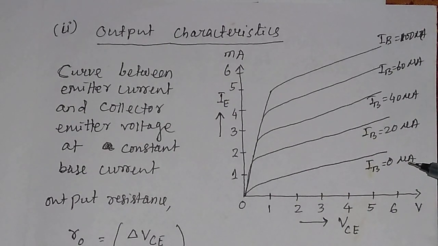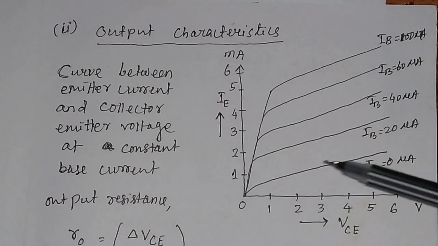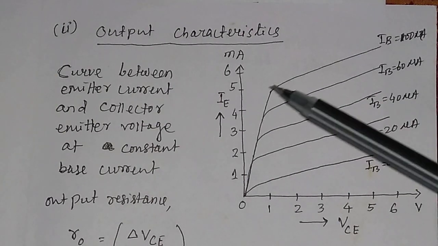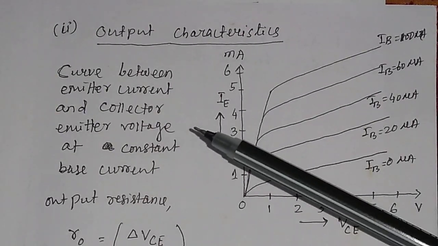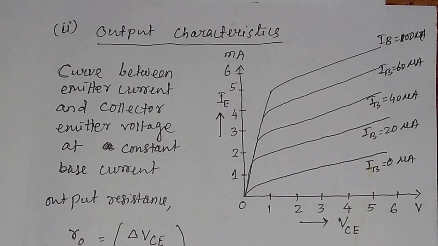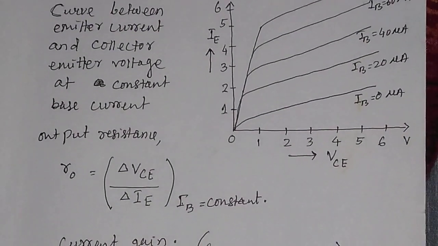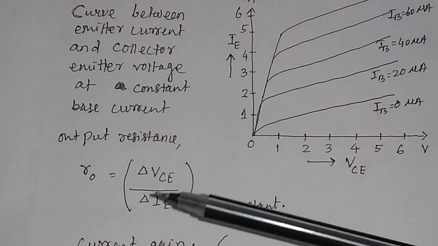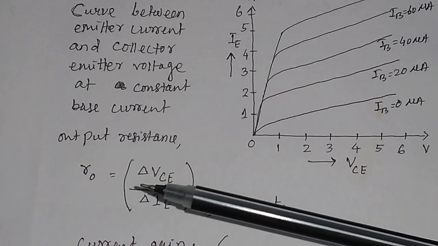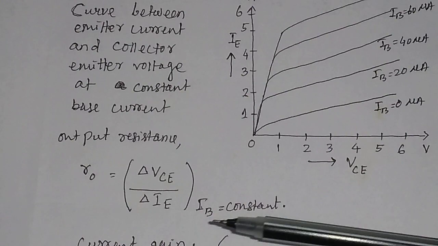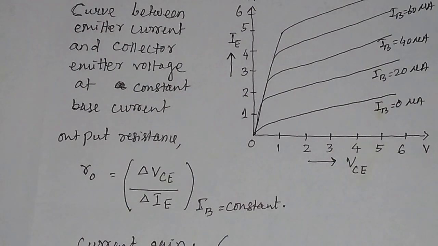For IB = 0 microampere, this will be the nature of the curve, and this is for 20 microampere, and this is for 40 microampere, like this. So the curve between emitter current and collector-emitter voltage at constant base current is called the output resistance, or output characteristics curve. Mathematically you can write rho equal to delta VCE divided by delta IE at constant IB.